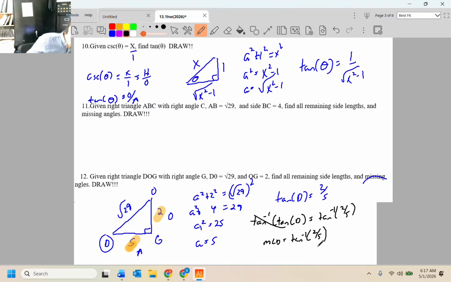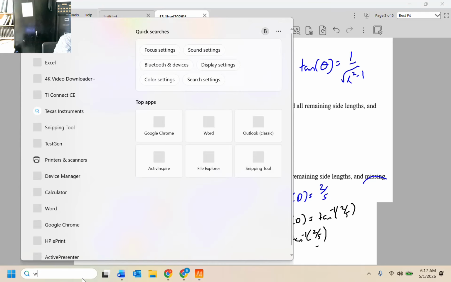And then I go pull up my TI-84. I'm going to put her in degree mode.